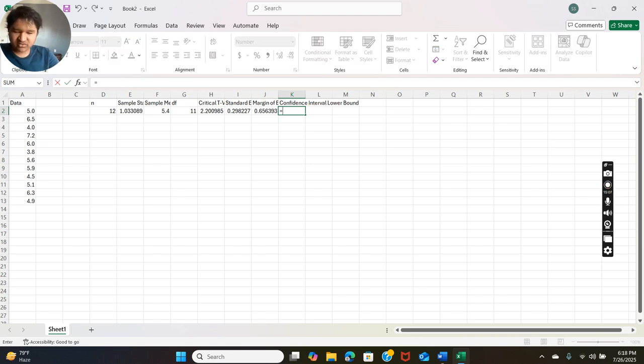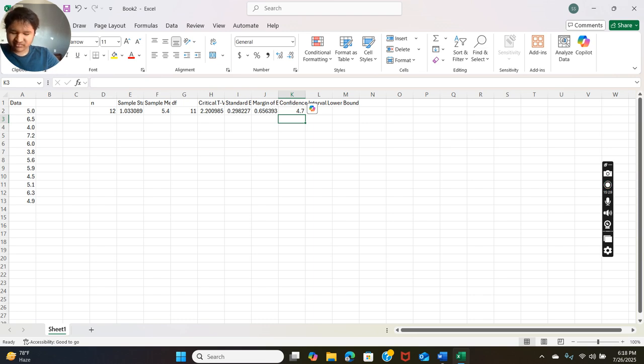So this will be equals. The sample mean is stored in cell F2. Minus, the dash. And then the margin of error is in cell J2. And then press enter.